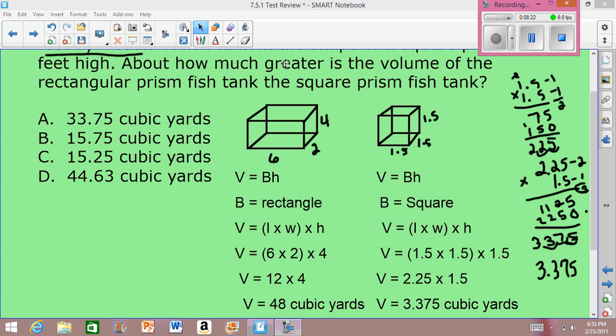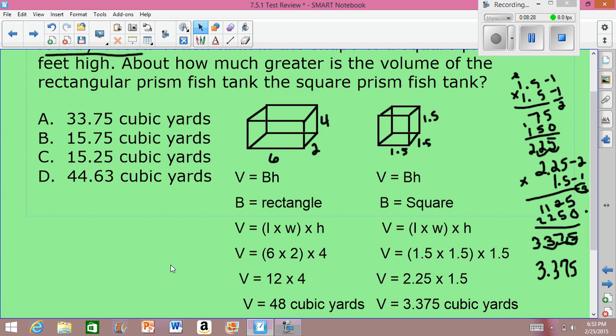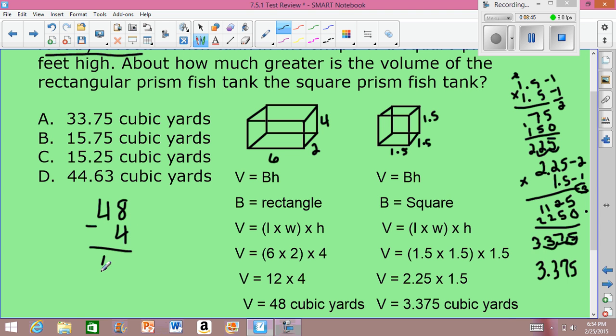But remember, it says how much greater is the volume. So that means we need to find the difference between 48 and 3.375. So we can just round this. 3.375 is about 4. So essentially, it's 48 minus 4. And so our answer has to be a difference of about 44 cubic yards. Well, if we look, there's only one answer choice that's even close to our answers. So that is answer choice D. So please pause and record your work on your worksheet.